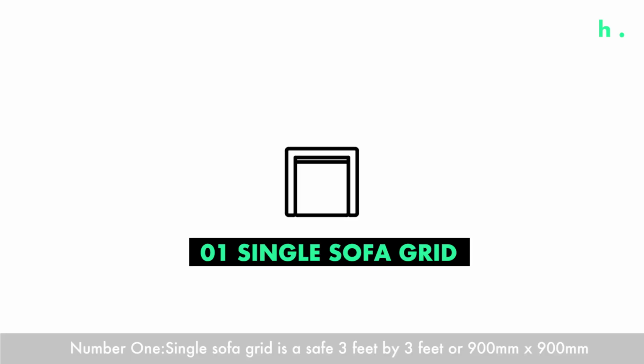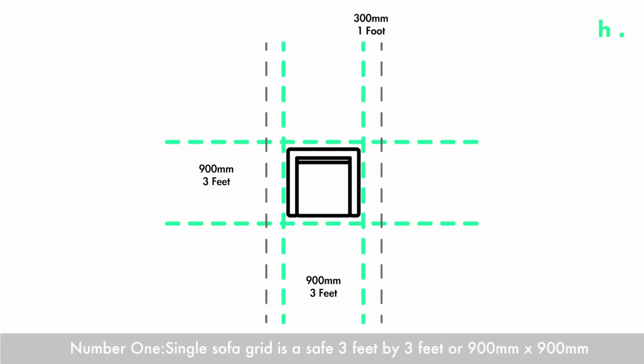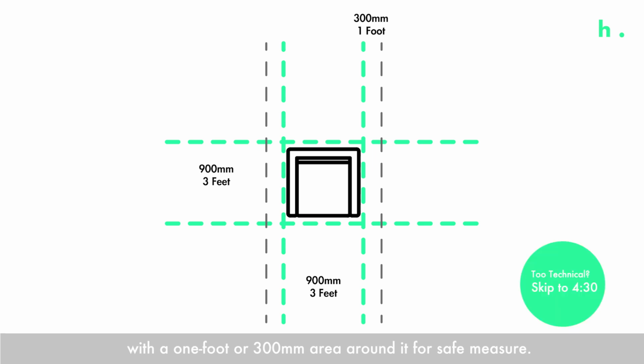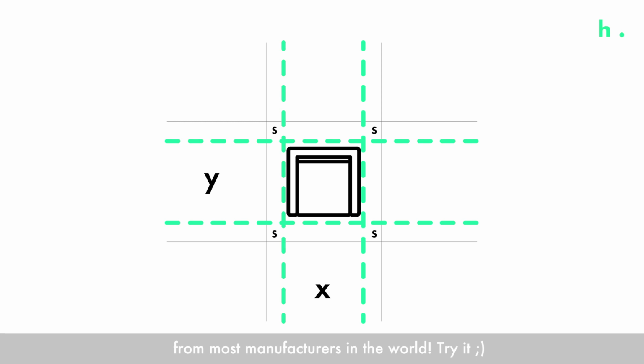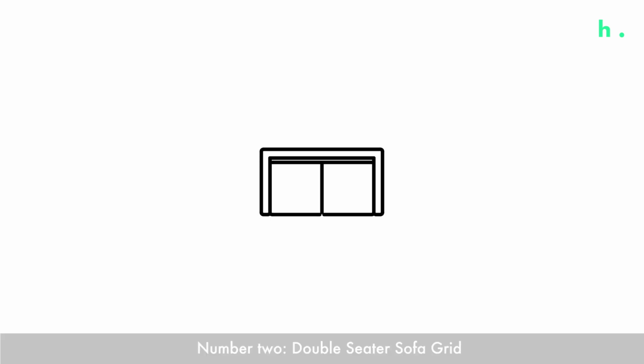Number 1. Single sofa grid is a safe 3 feet by 3 feet or 900 mm by 900 mm with a 1 foot or 300 mm area around it for safe measure. This will pretty much fit most of the standardized couch designs from most manufacturers in the world. Just try it.